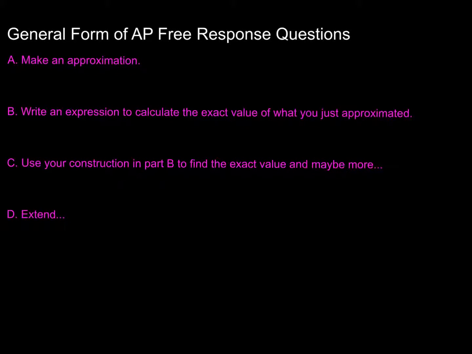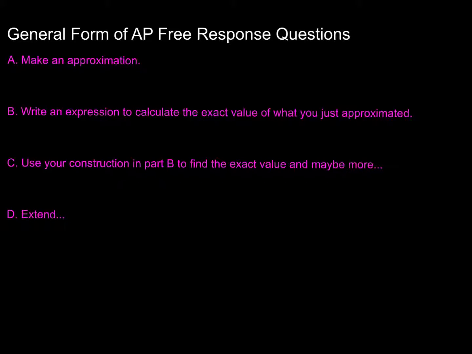Okay, at this point it's worthwhile to discuss the general form that most AP free response questions are going to take, particularly when they involve you doing a good amount of integration, definite integration. And this is really helpful because it allows you to know what you're expecting, and a lot of time that's half the battle when you're taking a test that's this rigorous. So this follows the basic format that you would follow if you were just trying to analyze some information or some data in real life.